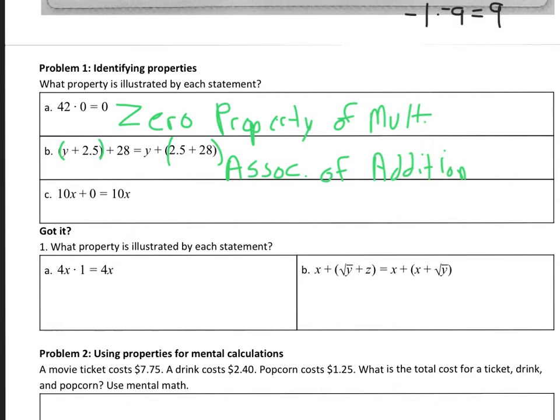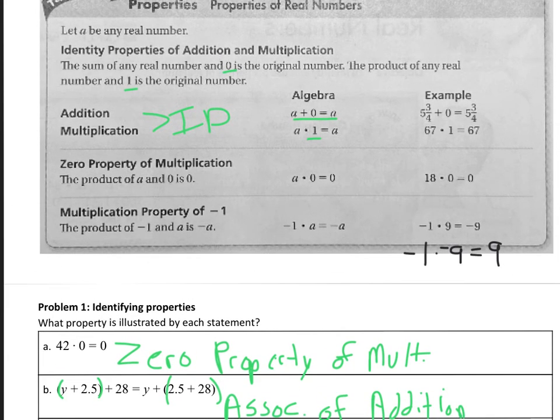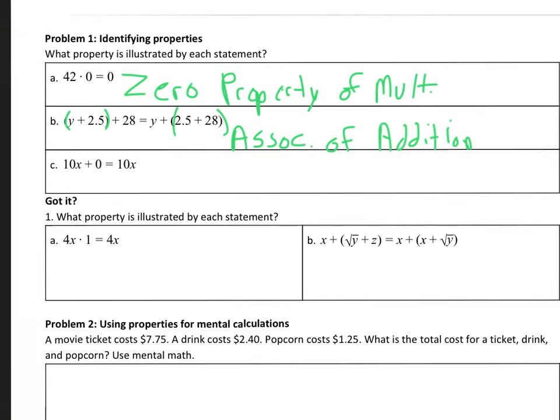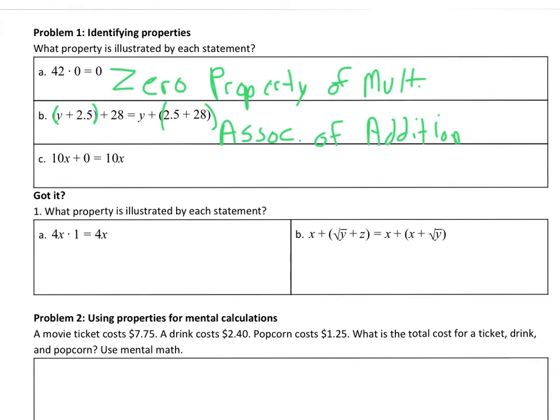And then this last one, 10x plus 0 is 10x. Well, we look back. It looks a lot like the identity property of addition, okay? So I would say identity property of addition. And it's important that I say addition, a distinct difference between addition and multiplication, okay?